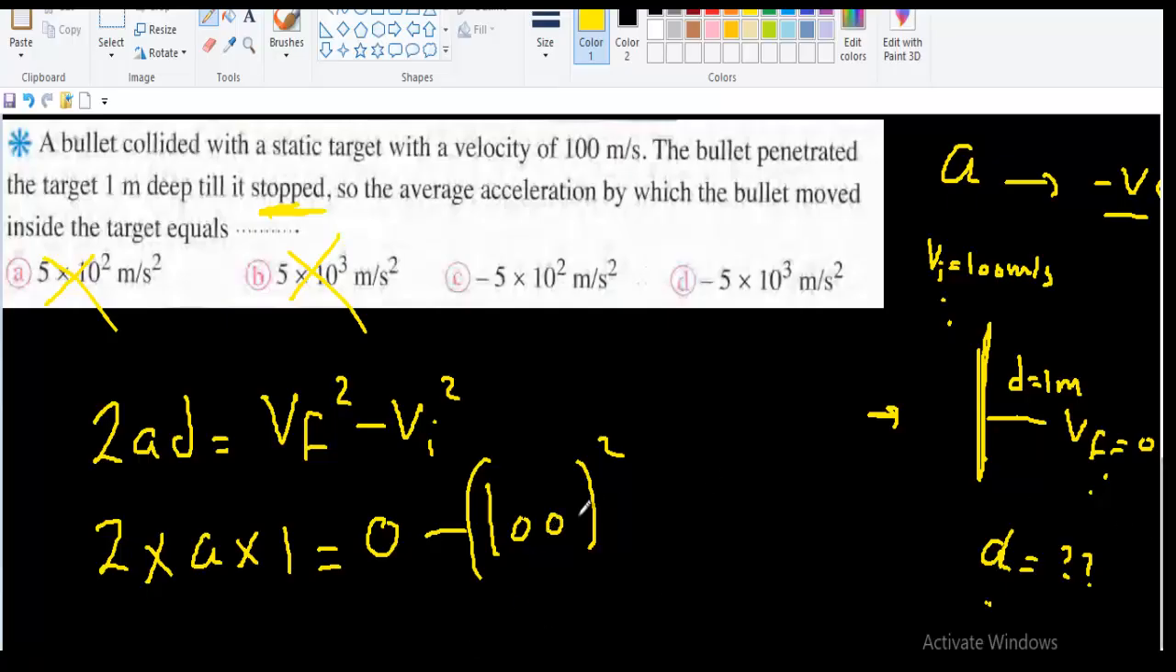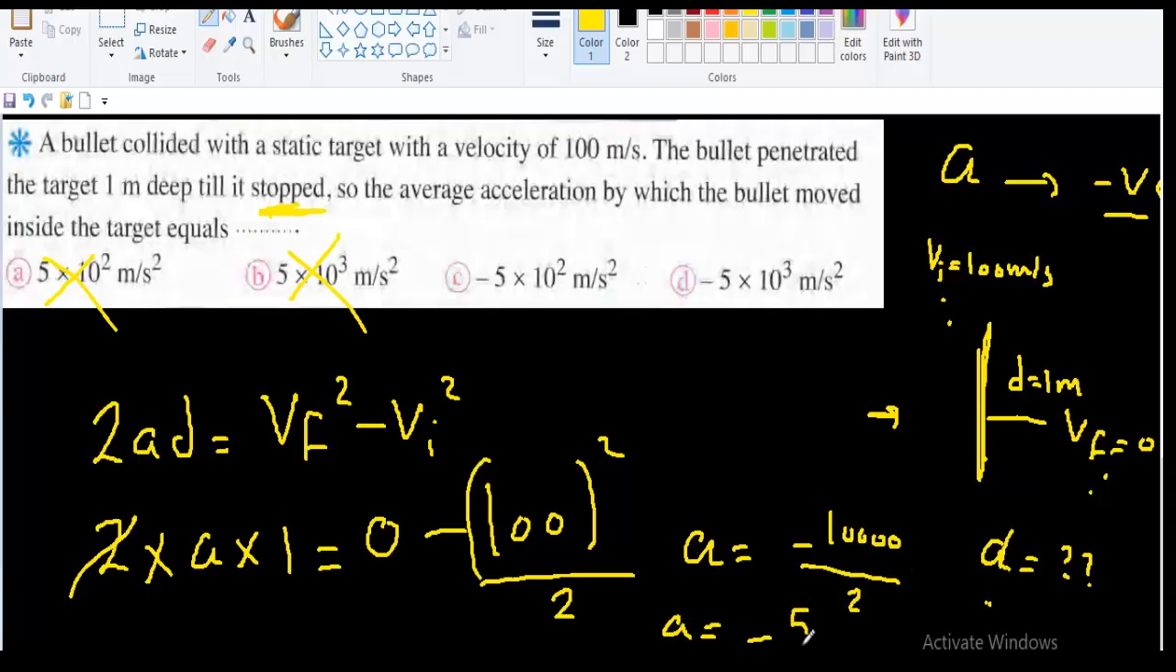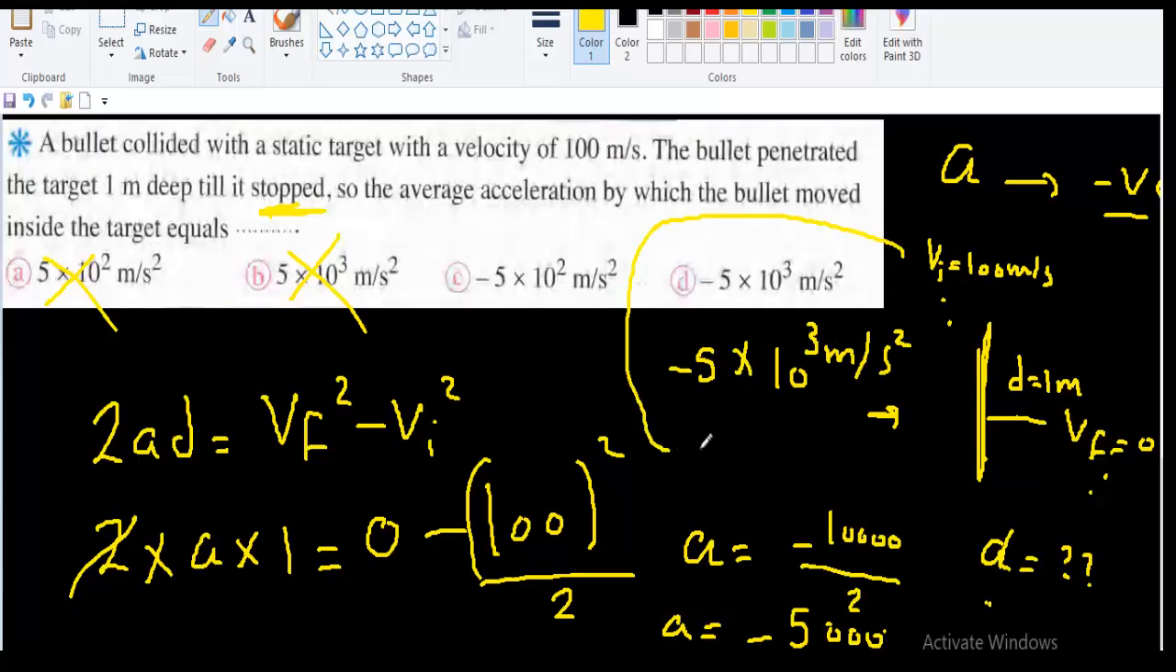So 100 power 2 equals 10,000, and 2 will go to the other side. So acceleration equals negative 10,000 over 2, equals negative 5,000, which means negative 5 times 1,000, we have 3 zeros, 10 power 3 meters per second squared. So the answer will be number D.